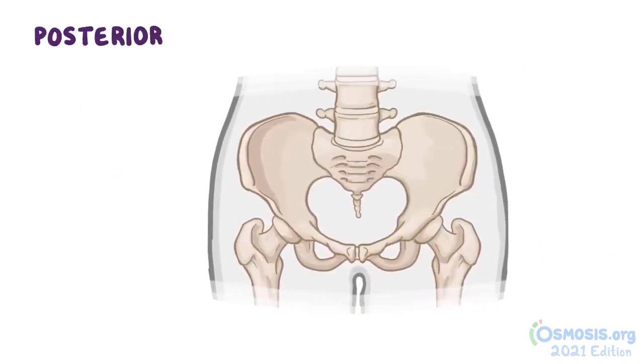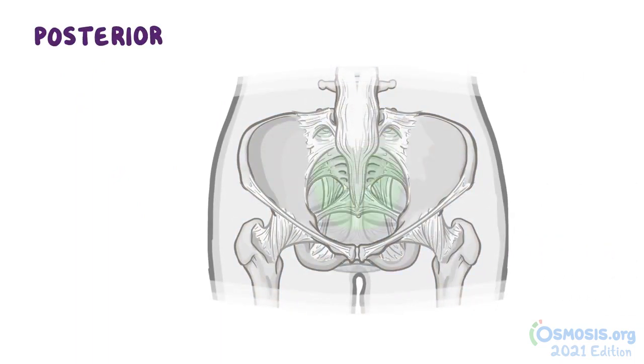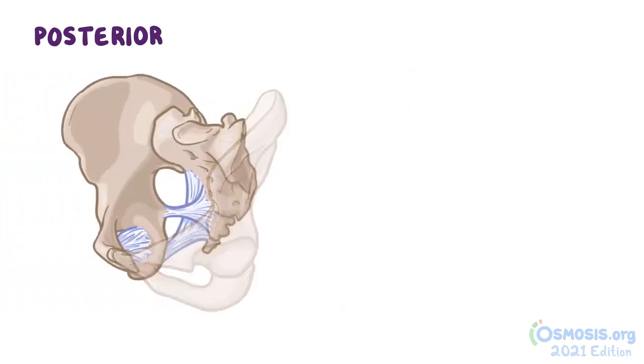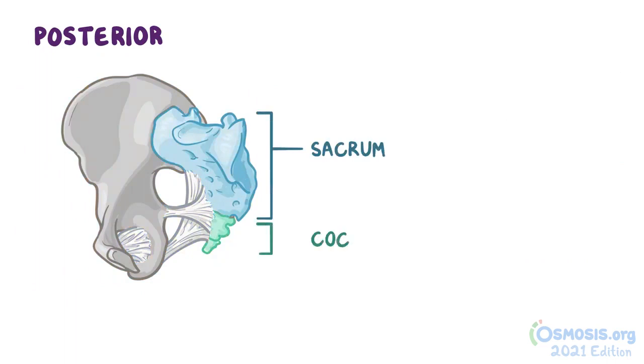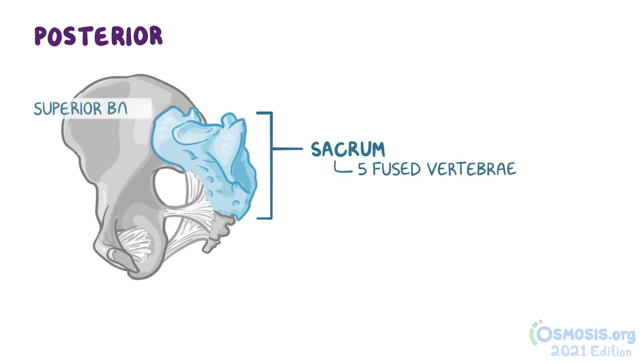Now let's move on to the posterior wall. The posterior wall has a bony and a musculo-ligamentous part. The bony part is formed by the sacrum and coccyx, which are the final parts of the vertebral column. The sacrum is a wedge-shaped bone composed of 5 fused sacral vertebrae. It forms the posterior-superior wall of the pelvic cavity, and has a superior base and an inferior apex.